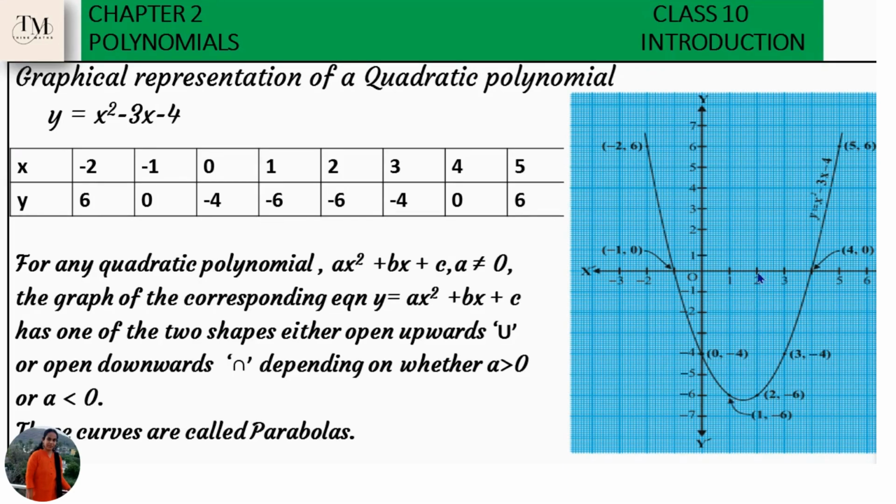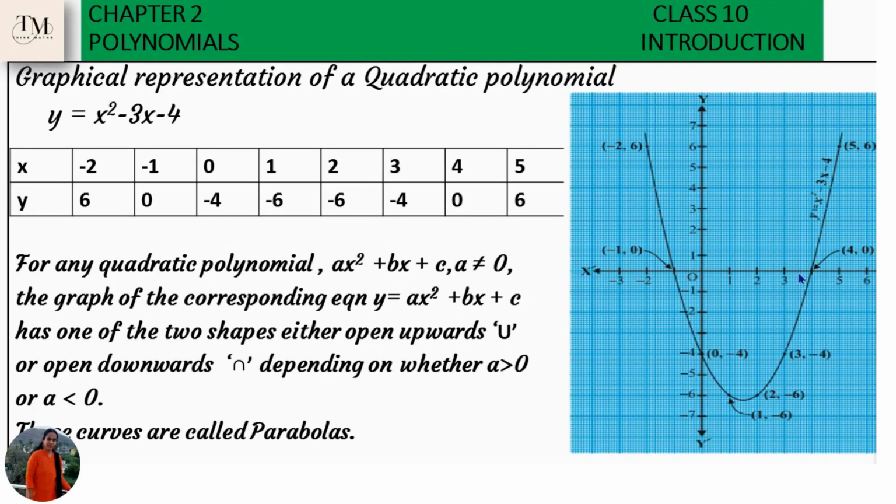Next 2 comma minus 6. So 2 is here for x, and minus 6 is here. Next 3 comma minus 4. So for x, 3 is here. For y, minus 4, we have to come down. So this is 3 comma minus 4.